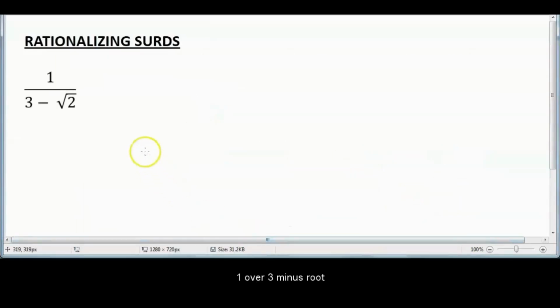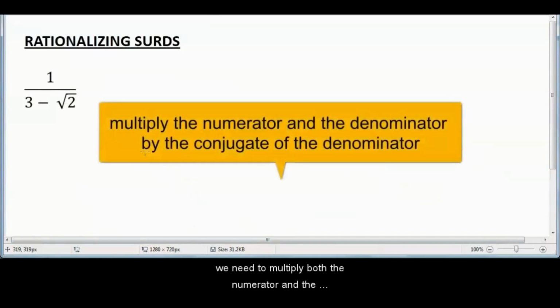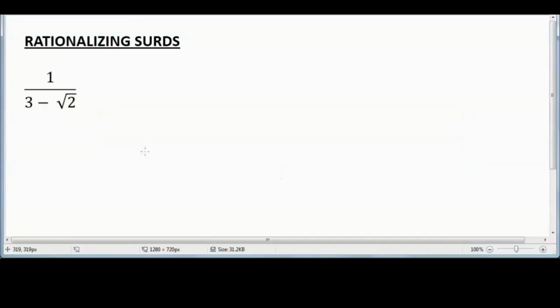One over 3 minus root 2. To rationalize this kind of surd, we need to multiply both the numerator and the denominator by the conjugate of the denominator. The denominator is 3 minus root 2. The conjugate of 3 minus root 2 is 3 plus root 2.